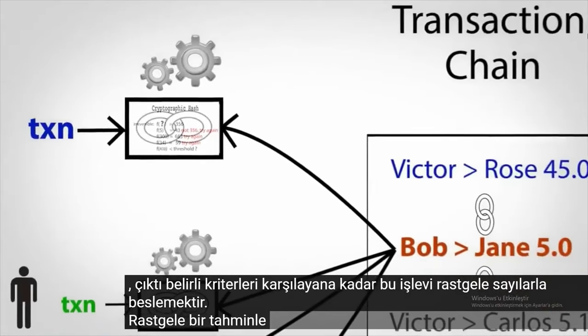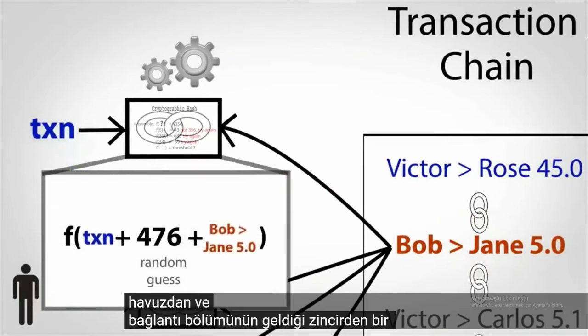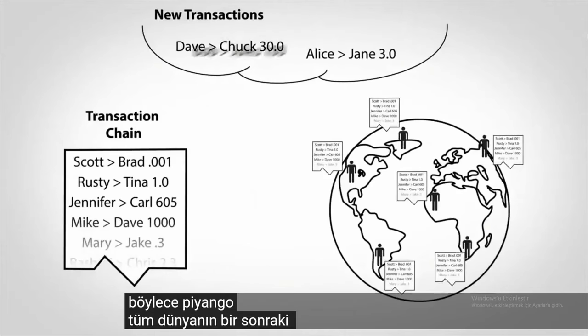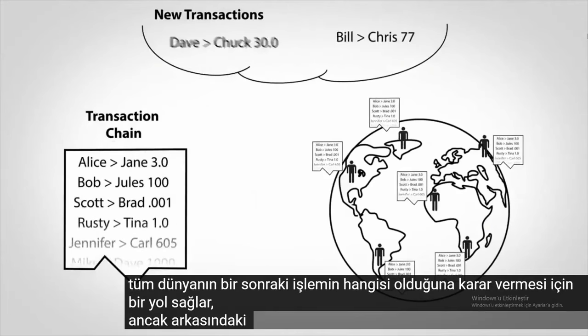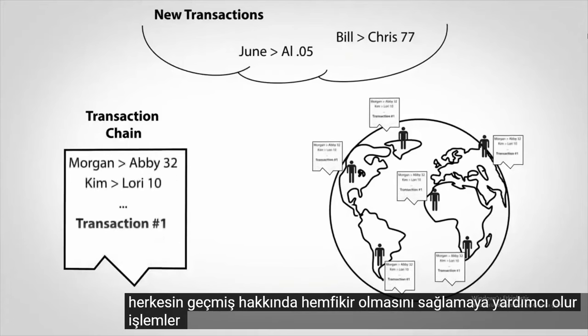Besides a random guess, you also input a transaction from the pending pool and chain, which is where the linking part comes in. So the lottery provides a way for the entire world to decide which transaction is next, but the math behind it also helps ensure everyone agrees about past transactions too.